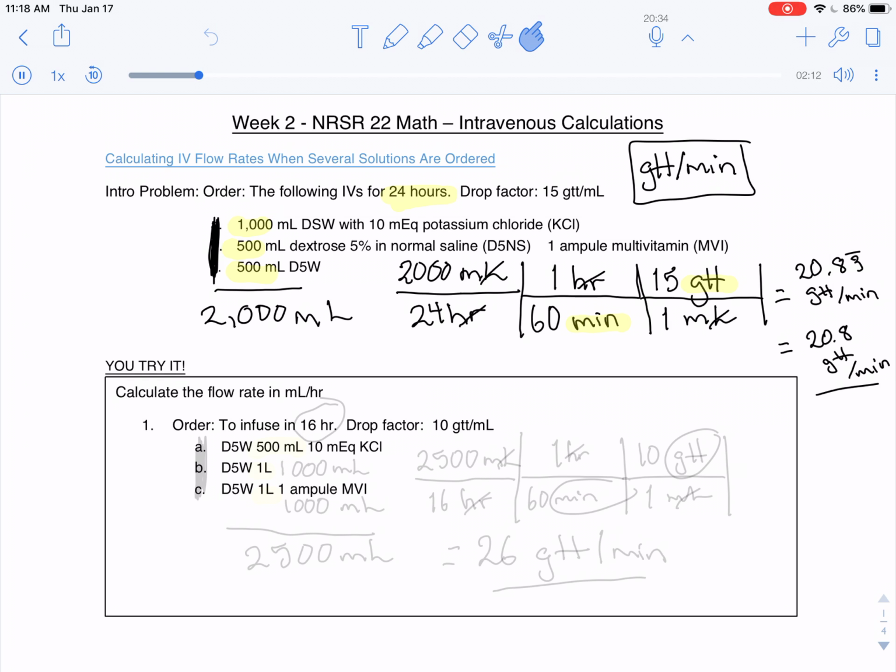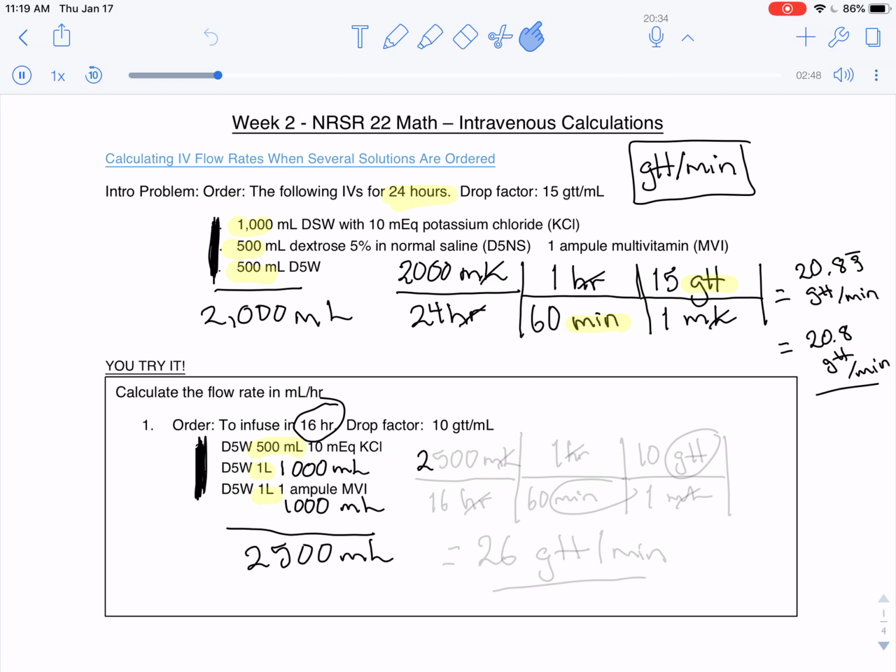And for this next problem, we can do the same thing. A, B, and C, that's just all one problem. Don't worry about that. So here we have 500 milliliters, 1 liter, and 1 liter. 1 liter is actually 1,000 milliliters. So if we just combine these total, we would have 2,500 milliliters of our solutions. And we need to infuse that in 16 hours.